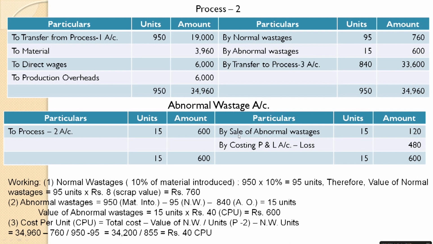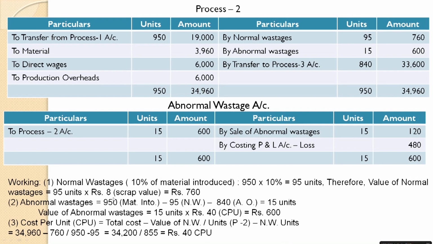So, here on the credit side of abnormal wastages, see the first item, by sale of abnormal wastages, units remain same 15, because we have 15 abnormal wastage units, multiplied by the sales price of the normal wastages, that is 8 rupees scrap value, which is given in the question and which was actually applied to find out the normal wastages also.